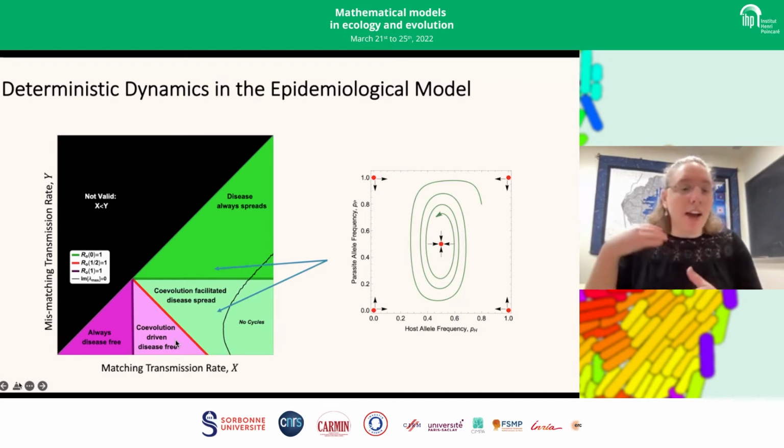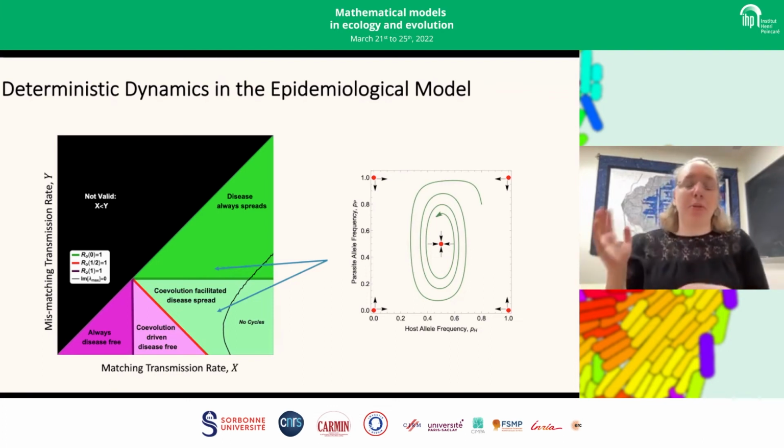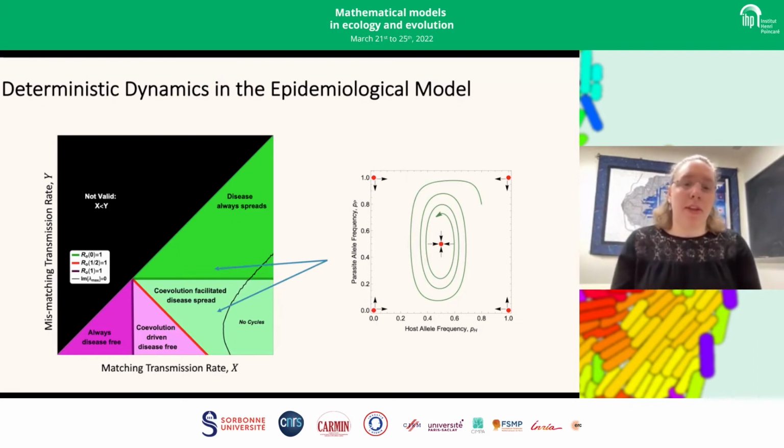In this light pink area, it's actually coevolution in the change in allele frequencies that drives the parasite extinct. In the light green area, coevolution now starts to cycle and actually is able to pull the transmission rate up and enable the pathogen to spread. And then finally, in this dark green area, the disease will spread regardless of coevolution. Okay. But independent of whether we fall into this dark green area or this light green area, the thing that we observe is stable cycles. So this internal equilibrium is now truly stable. It's not second order stable, it's linearly stable.